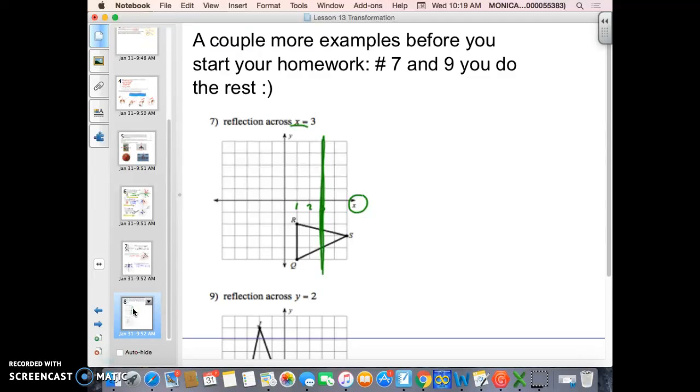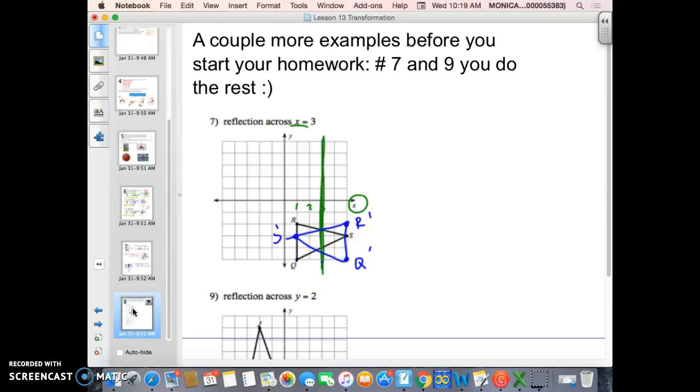And then you do the same thing. You're going to reflect your points. So S is currently here. There is no rule for this. You just have to know that it's equal distance from the line of reflection. So R is 2 away, so I'm going to go directly to R prime, and Q is over on the left side, so it's going to move to the right side, 2 away as well. So Q prime would be here. So this would be a reflection across x equals 3.